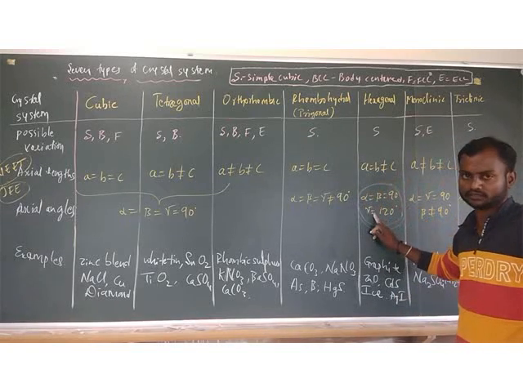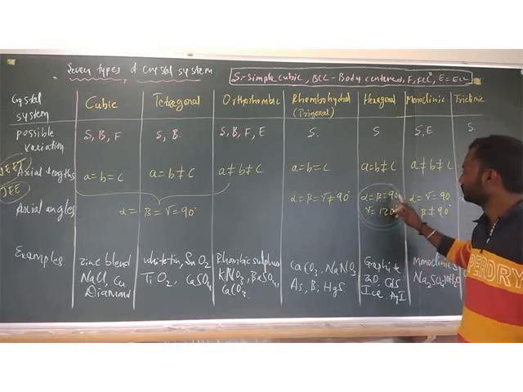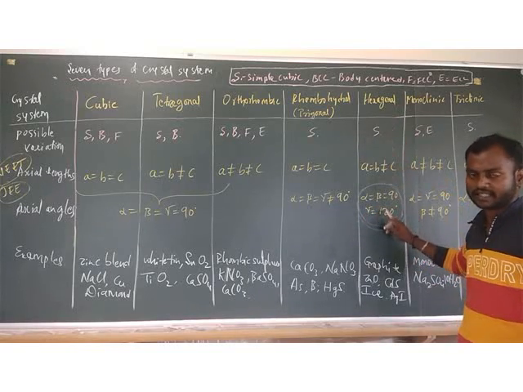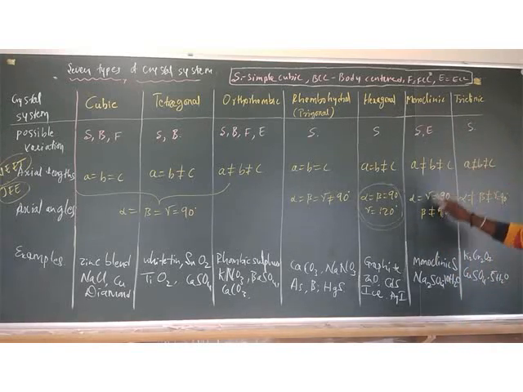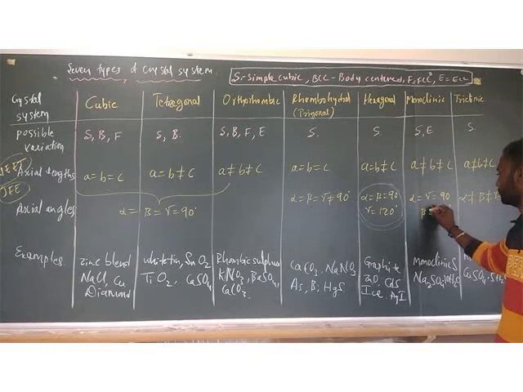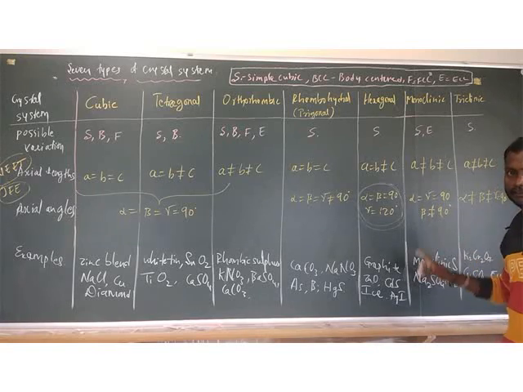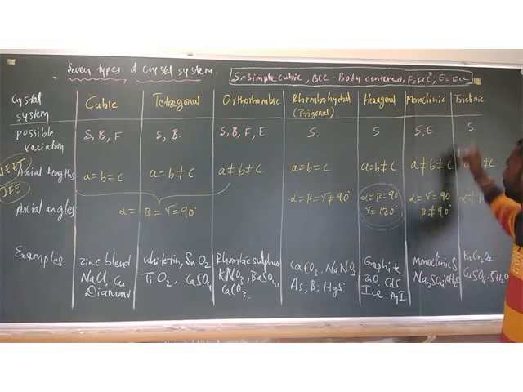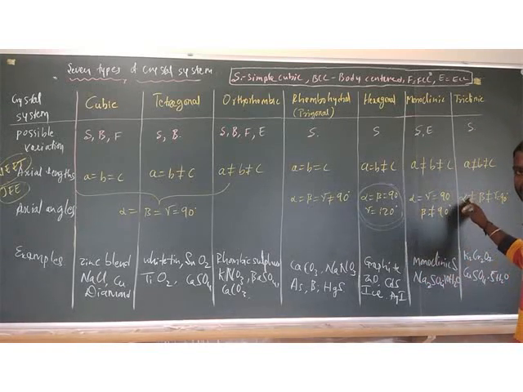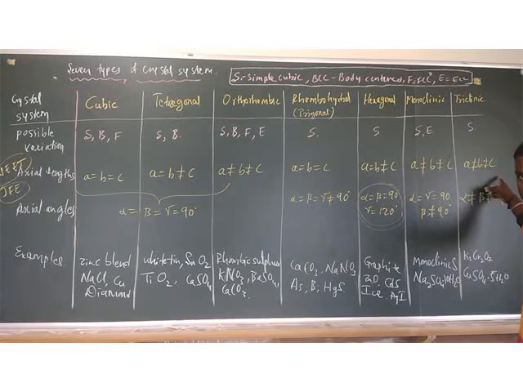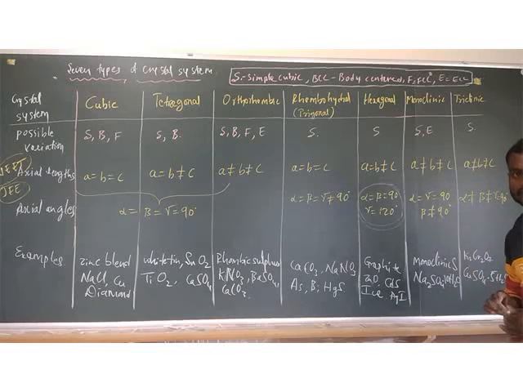You can remember: alpha equals beta equals 90 degrees in hexagonal, but gamma equals 120 degrees. And in the monoclinic part, alpha equals gamma equals 90 degrees, but beta is not equal to 90 degrees. But in triclinic, both edge lengths and axial angles are unequal: a is not equal to b is not equal to c, and alpha is not equal to beta is not equal to gamma is not equal to 90 degrees.